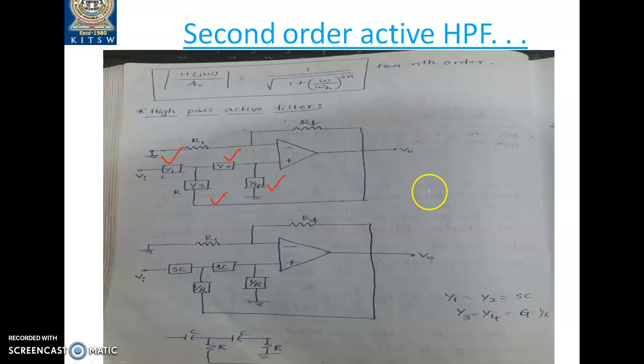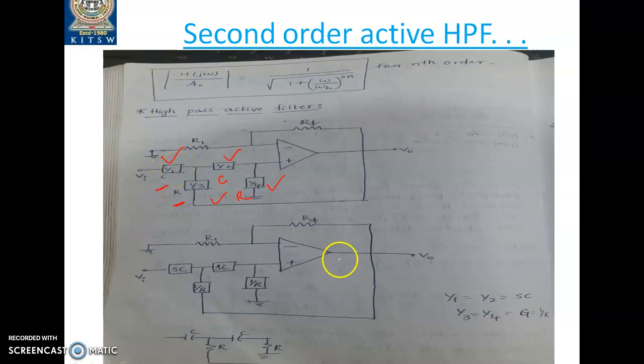Okay, instead of taking resistor and capacitor directly, we also demonstrated what benefit we get if we consider admittances in place of the resistances and capacitors. The difference here is that y1 is the capacitor, y2 is the resistor, y3 is the capacitor, y4 is the resistor. That is the difference. Whereas in the second order active low pass filter, it is the reverse: y1 should be a resistor, y3 should be a capacitor.